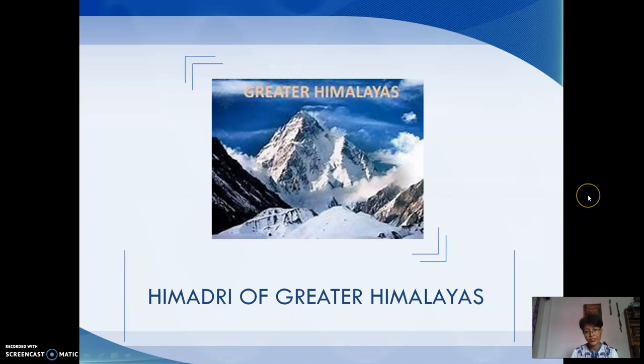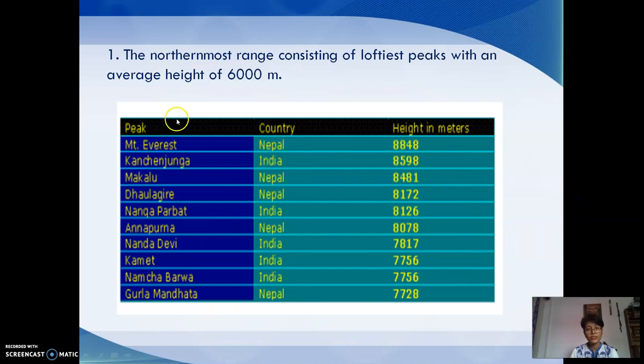Now, this is the picture of the Greater Himalayas. I'm going to start from the Greater Himalayas, which is also known as Himadri. So here you see, first point, the northernmost range consisting of the loftiest peaks with an average height of 6,000 meters. In this range, Himadri, different peaks are there, and the average height of those peaks is almost 6,000 meters, which is higher sometimes. Sometimes it may be lower also. Some peaks may be lower, but mostly above 6,000 meters. These are most of the peaks which lie over Himadri.